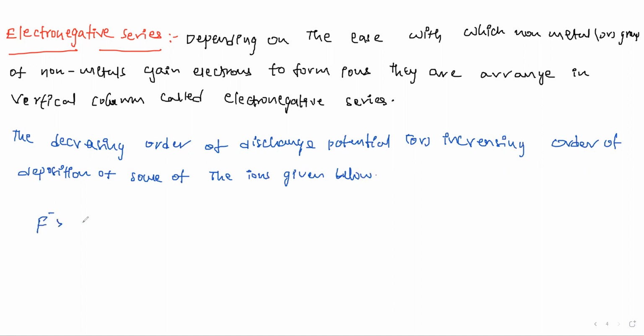F minus is greater than phosphate, greater than sulfate, greater than nitrate, greater than hydroxide. OH minus is greater than Cl, greater than Br, greater than I. Okay.